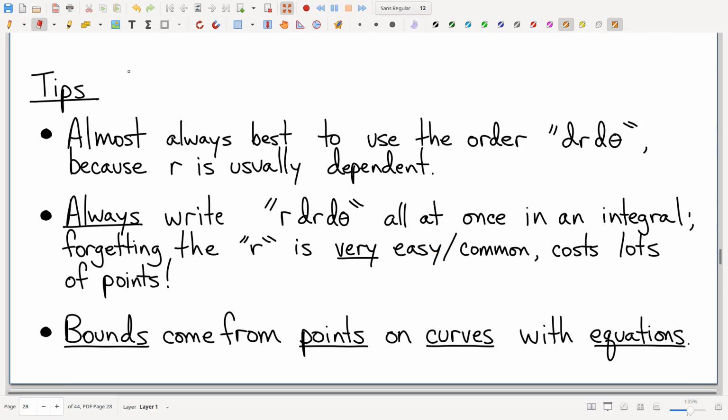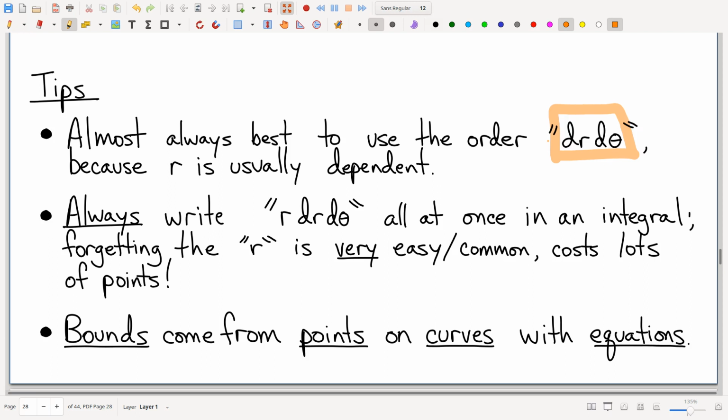Some tips and tricks. I'm going to say basically you always want to put the dr on the inside and the d theta on the outside. There are counterexamples, but they're pretty manufactured, and I've never encountered one in the real world. In the wild, I've never seen an example where it's really helpful if you go the other way. I basically don't worry about that. So I'm going to say always, asterisk, always put the dr on the inside.